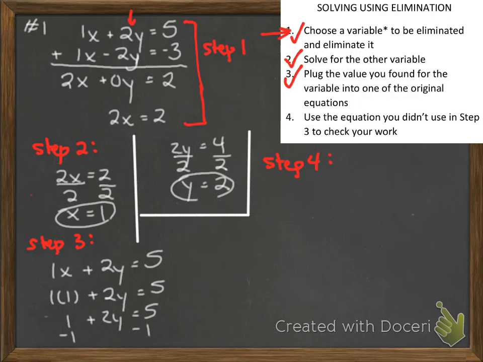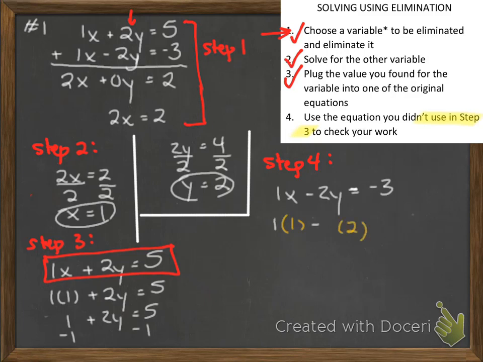So when we check our work, remember we have to use the equation we didn't use in step 3. So what equation did we use in step 3? We used 1x plus 2y equals 5. That means we have to use the other equation, which is 1x minus 2y equals negative 3, in order to check our work. So we said that x is equal to 1, and we said that y is equal to 2.